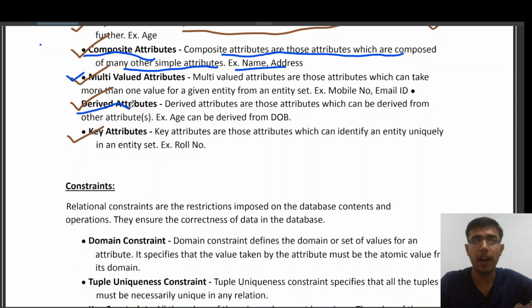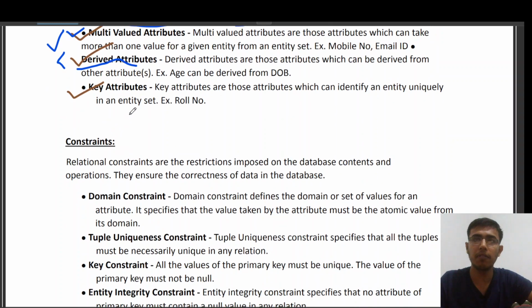Now come to the derived attributes. Simple valued attributes you have seen. Now come to the derived attributes. What are derived attributes? Derived attributes are those which can be derived from other attributes. Example: age can be derived from DOB, right?